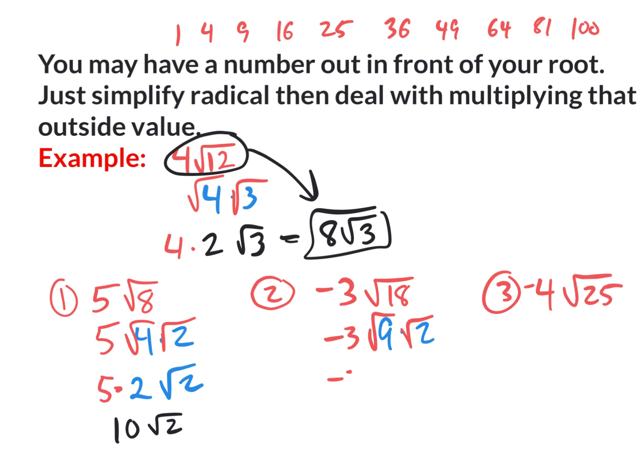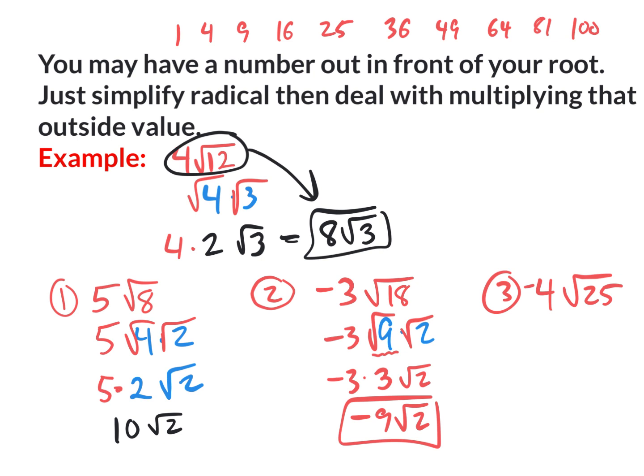Let's bring it down again. Negative 3 times the square root of 9, that's just 3. So you have negative 3 times a positive 3, and we bring down the square root of 2. So what is negative 3 times positive 3? That is a negative 9. Bring down the square root of 2. There's your answer, negative 9 square root of 2.